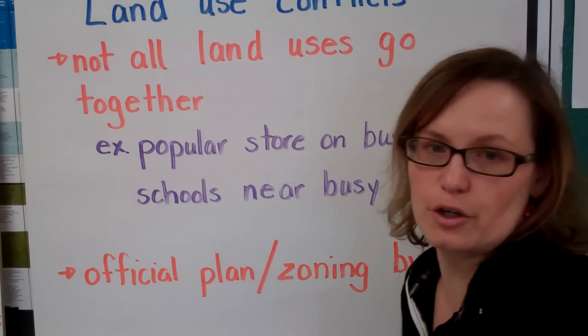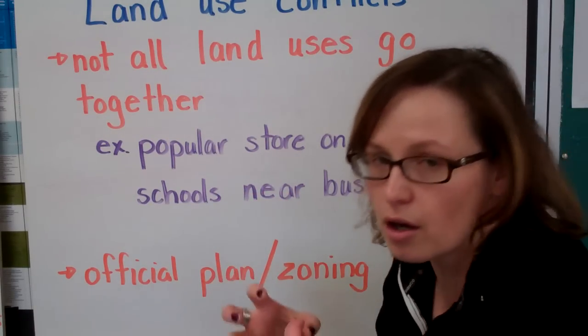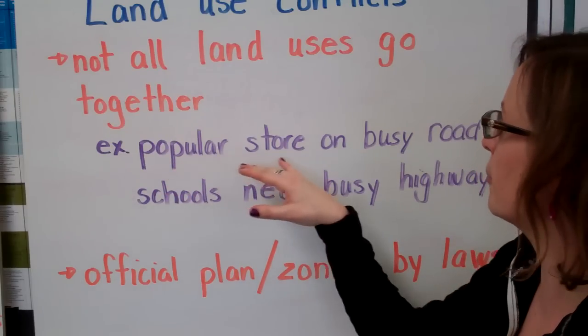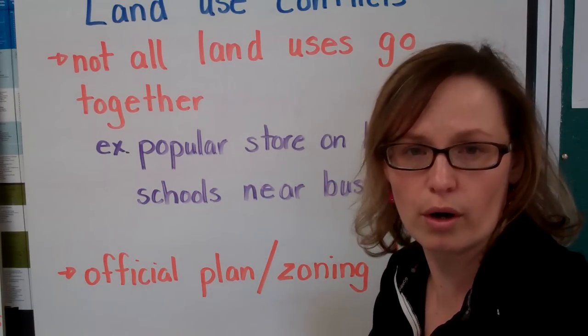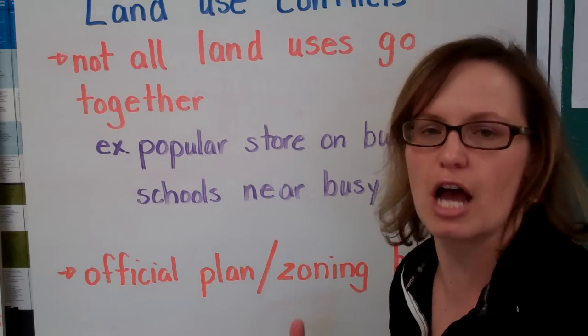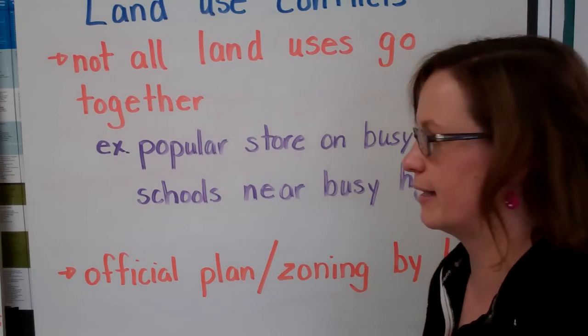Now sometimes in an urban area there will be land use conflicts, where not all of these land uses fit together. For example, a popular store on a busy road. If we think about, sometimes there's a Tim Hortons on a corner and it blocks traffic at certain times of the day. So that's not a good partnership in land use.